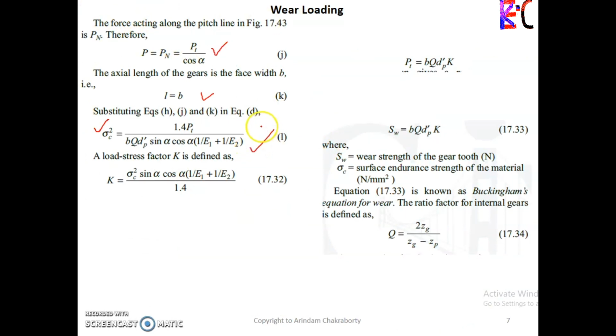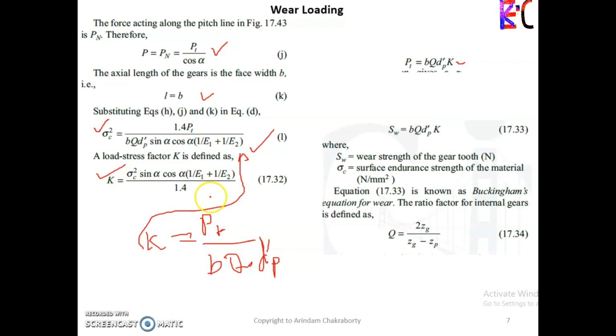Now, this is not the end of the thing. So we have to find out the stress factor. Let us introduce a stress factor. The stress factor is nothing but this K. So what they told is that K is equal to Pt by B Q D dash P. They have deduced it over here and they wrote that K is equal to this much.